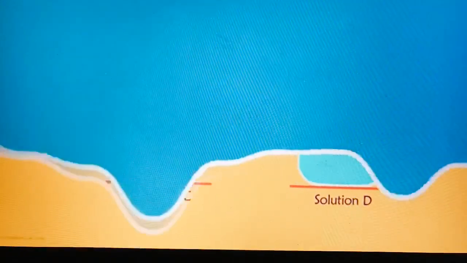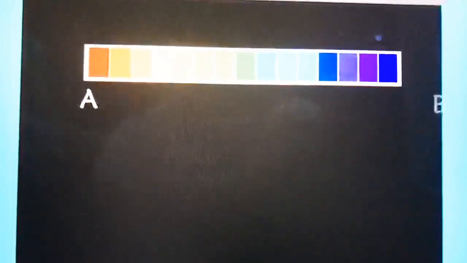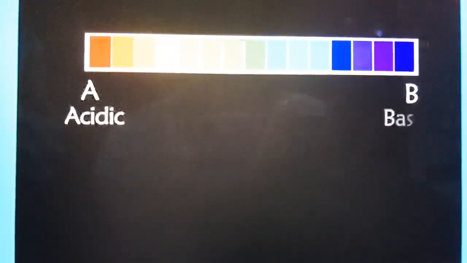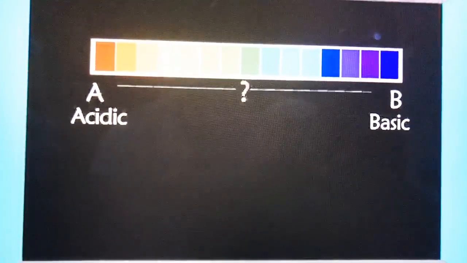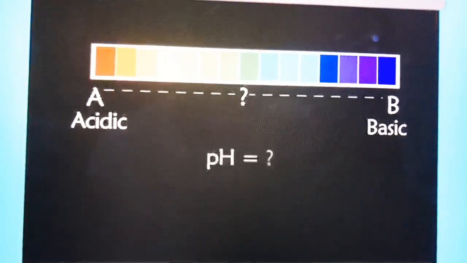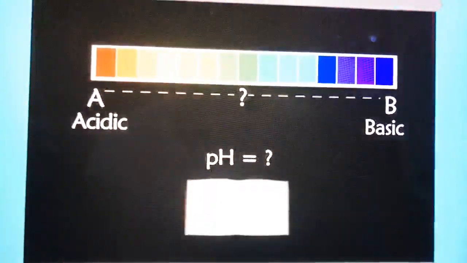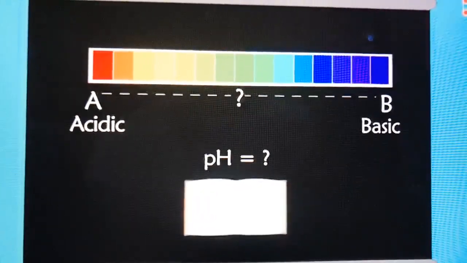A good way to remember this is to think of the first two letters of the English alphabet, A and B, acidic on the left and basic on the right. And don't forget, we still don't know how the number on the pH scale is calculated. That involves logarithms, which we haven't looked at yet.